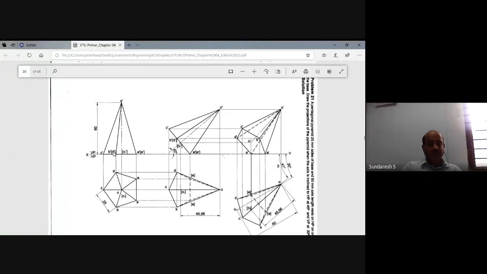For the rest of the points, if you take D dash and E dash, E dash will coincide with A dash and D coincides with D. So B coincides with D. Therefore, these two points, A and B, will be written in parentheses. This is what we call the initial position of a pentagonal based pyramid, which is resting on HP with one of its base edges.